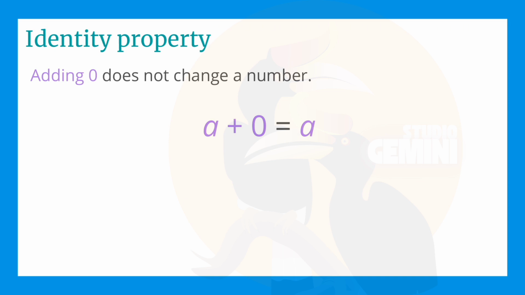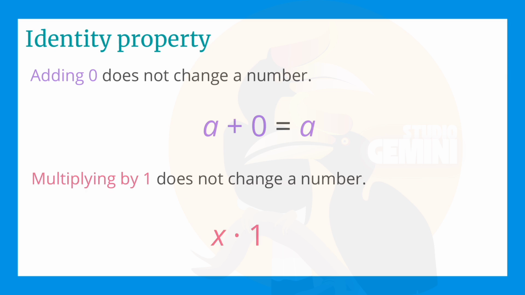For multiplication, let's think. What number can we multiply by that allows the value to stay the same? That's right, 1. So x times 1 equals x.